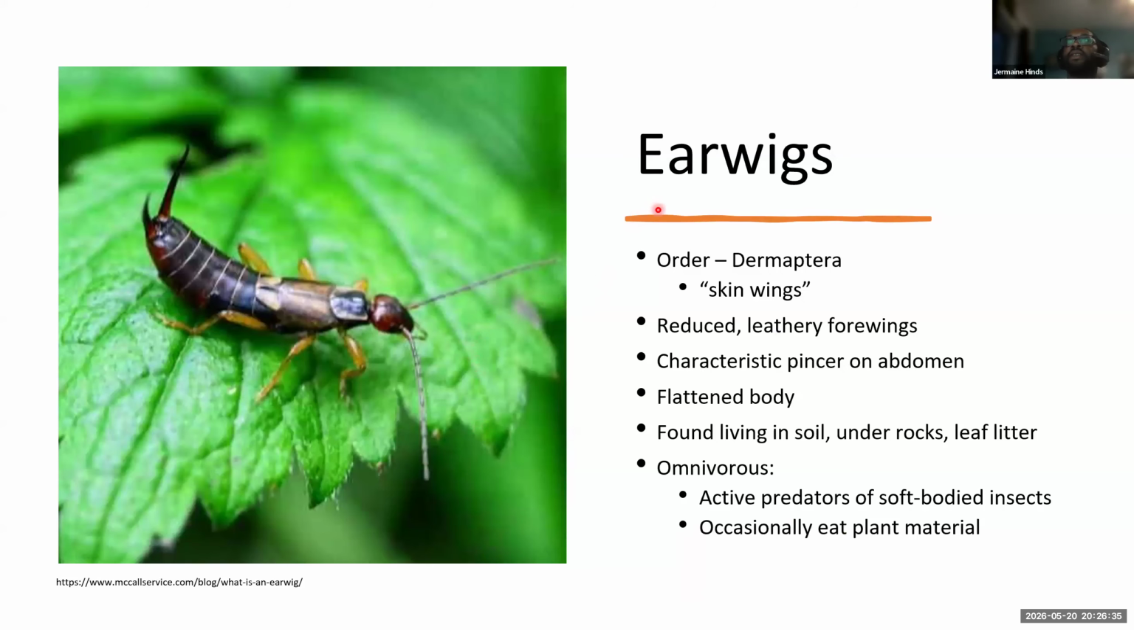And you have your earwigs. Your earwigs are in the order Dermaptera. Derm means skin, ptera means wing. So skin wings, they have this sort of reduced fleshy wing that we talked about earlier. So reduced leathery forewings. They have this characteristic pincer on the abdomen, and it's typically larger in the males. They have a flattened body because they tend to live under debris, under rocks and things like that, to get around. They're often found living in soil, under rocks, leaf litter. They're omnivorous, and so they're active predators of soft-bodied insects. But if their numbers are high or their resources are low, they may go after plants.